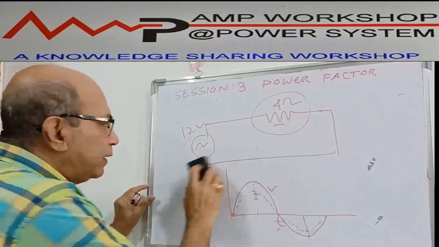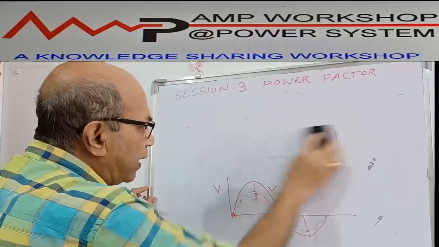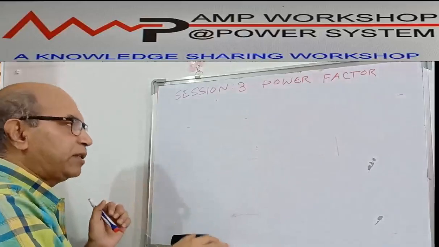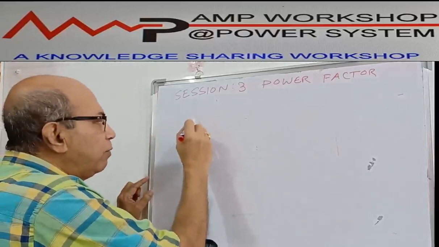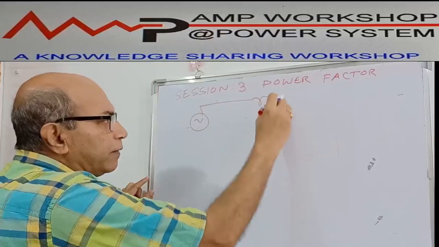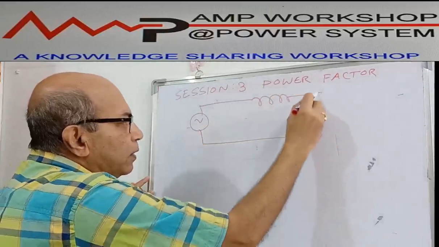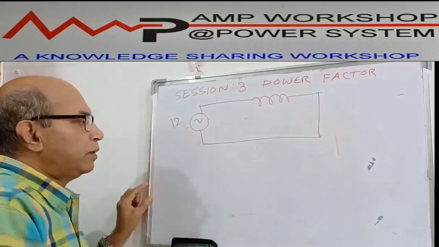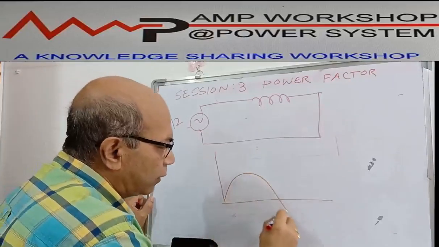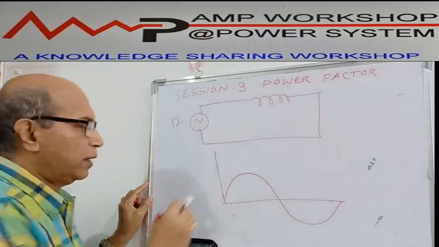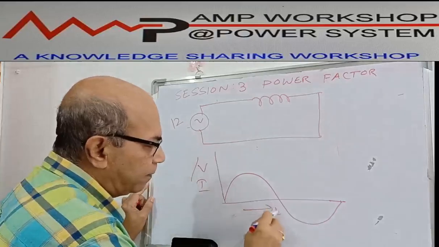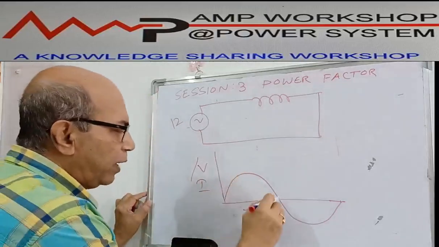But if the circuit is not resistive and has an inductance, suppose this 12 volt single phase we are applying to an inductor. Suppose this is the inductor. Then what will happen over here? Here also we are plotting the voltage. This is the voltage profile. This is V or I, and this is the time scale. Now here, same way, this is the voltage.